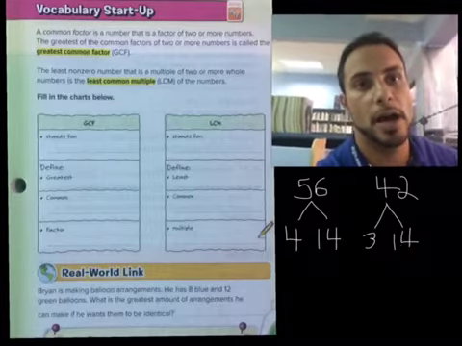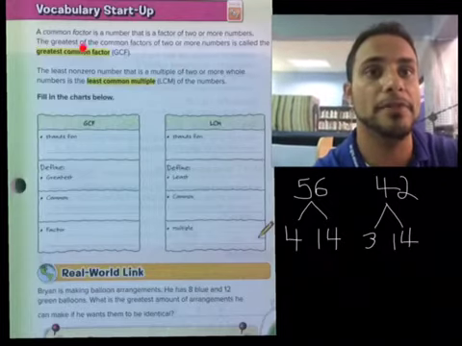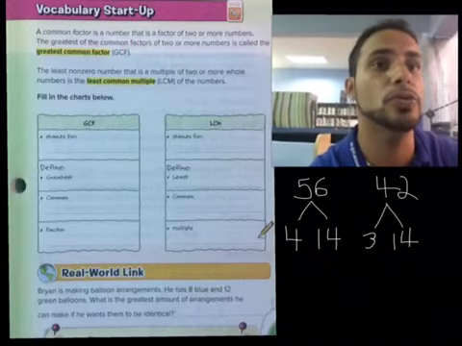Okay? Alright, so now let's take a look. The common factor is a number that is a factor of 2 or more numbers.